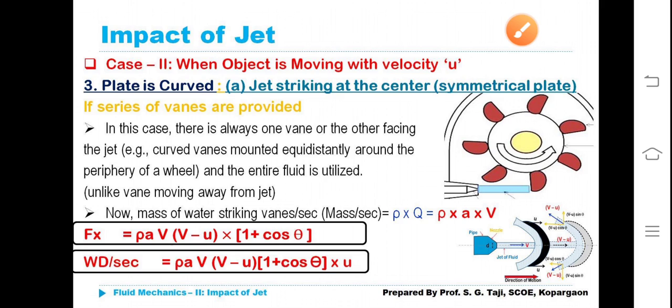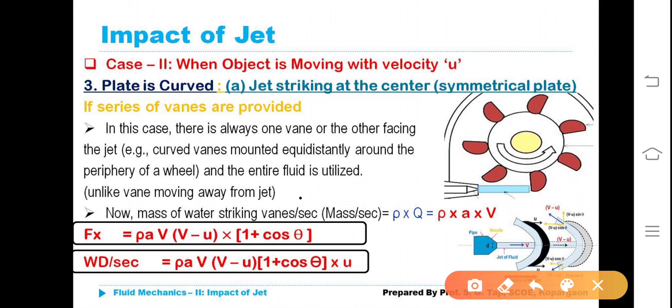If a series of vanes is provided, in this case, there is always one vane or the other facing the jet. Curved vanes are mounted equidistantly around the periphery of the wheel, and the entire fluid is utilized. That is important. The entire fluid is utilized to get the work done.